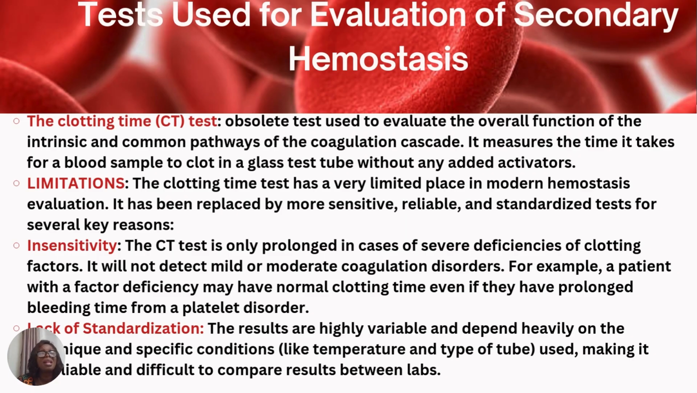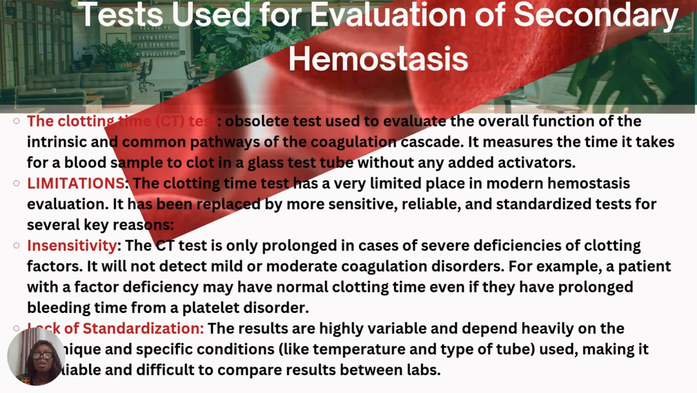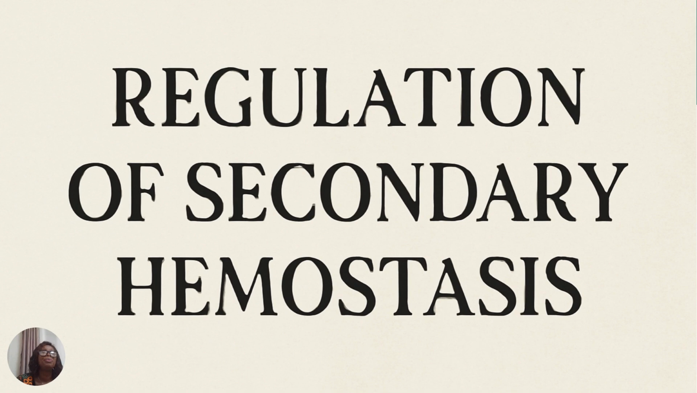There's also lack of standardization. The results are highly variable and depend heavily on technique and specific conditions like temperature and a special type of glass tube, okay, which makes it unreliable and difficult to compare results within a lab. So instead of doing the clotting time test, we use the other tests I have mentioned: PT, aPTT, INR (international normalized ratio), thrombin time test, fibrinogen, and other tests I have just mentioned.